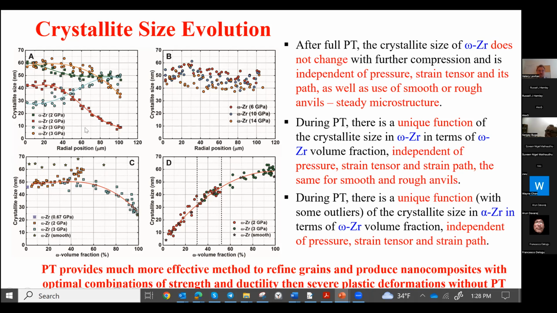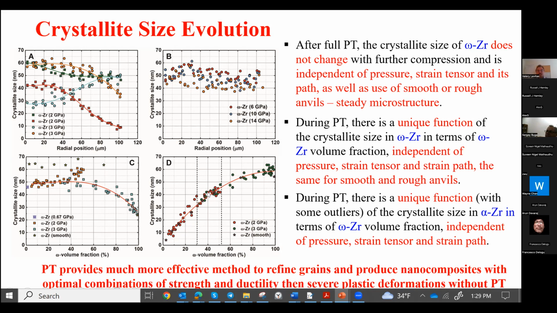And during phase transition, all these points collapse into one curve, which is a function of volume fraction of high pressure phase only. And it's also independent of plastic strain tensors, the strain path, pressure, and the same for rough and smooth anvils. And this is the first rule for evolution of microstructure during phase transformation. And this curve has an important practical implication. You see, with quite high pressure of 14 GPa and severe plastic deformations, we cannot reduce crystallite size below 40 nanometers. And here, with very modest plastic strain and pressure range from 1 to 3 GPa, you see the crystallite size is 5, 10, 20s.